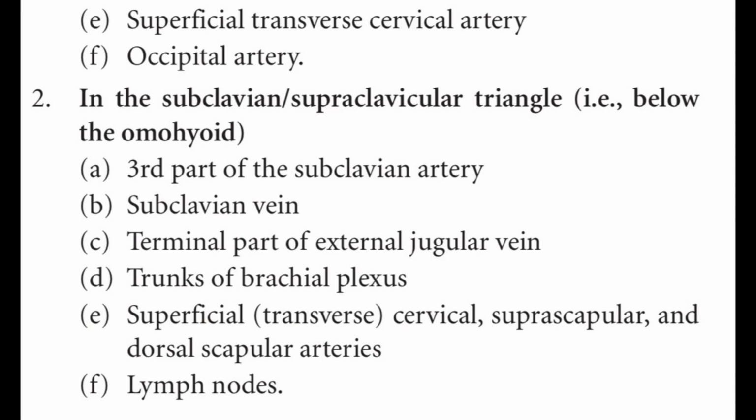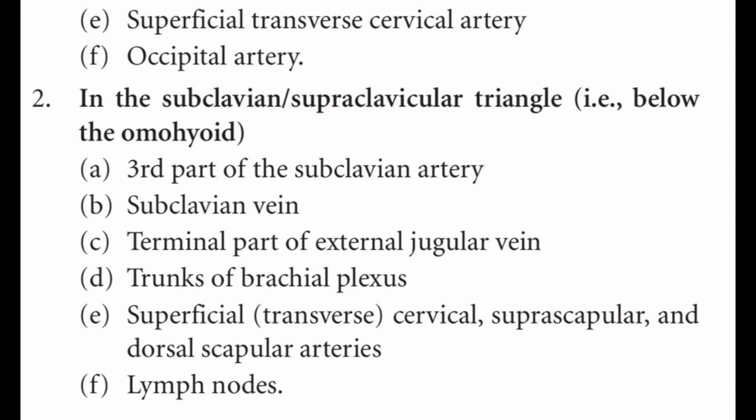When the brachial plexus is coming from the root, which is from the back of the neck, it passes through the side of the neck, forming the trunks: superior, middle, and inferior. So go and watch my brachial plexus video. The next ones are the superficial transverse cervical, suprascapular, and dorsoscapular arteries, and you have lymph nodes. So very, very important. What you can see in the content of the posterior triangle, the major things are the third part of the subclavian artery, the brachial plexus trunks, the spinal accessory nerve, and lymph nodes. So you can see a vessel, a nerve, and lymph nodes.